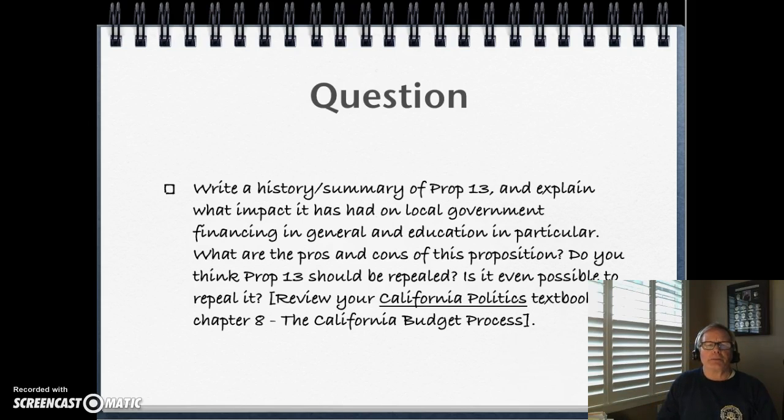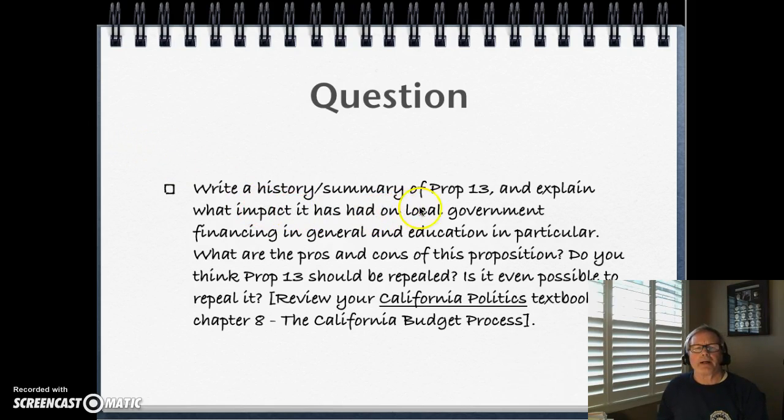And again, this you'll be able to find in Chapter 8 of our California Politics textbooks. Again, that's a smaller textbook. That information is going to be there. I think it usually starts about on page 123, 122 in that textbook.